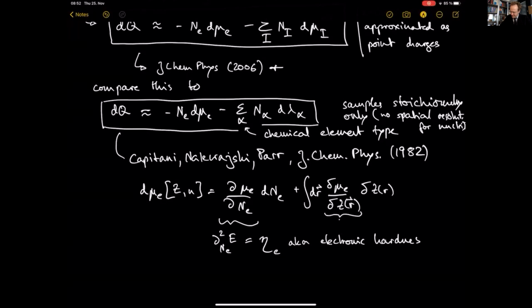This prefactor here is also something interesting. It's the mixed second order derivative of the energy with respect to number of electrons and number of protons. And this is also known as the Fukui function. And here we call it molecular Fukui function R.